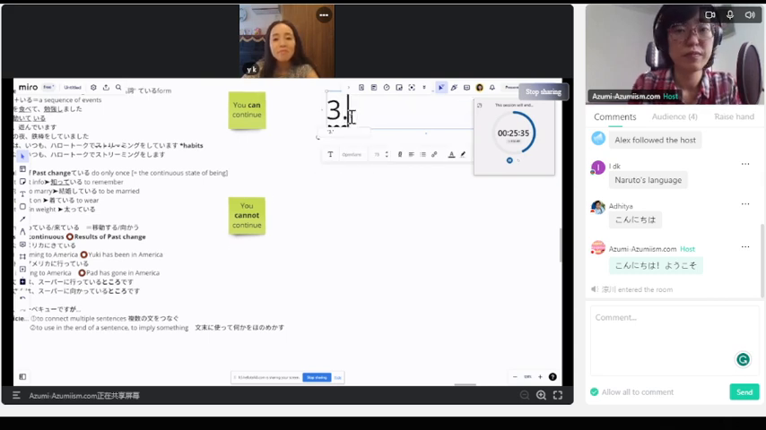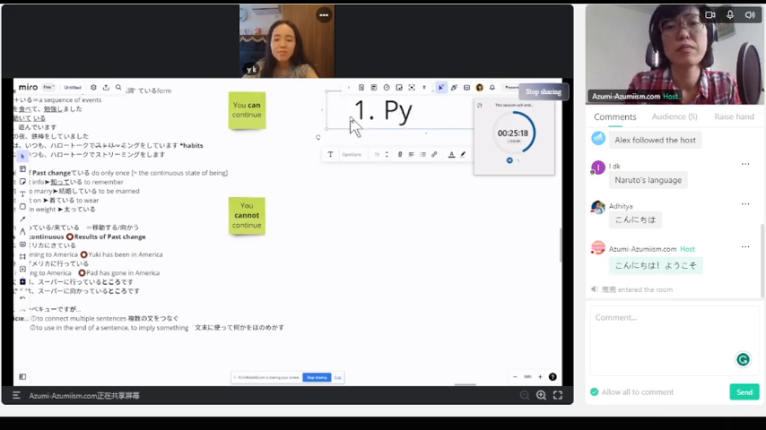So this is a nice fun math problem. It's a little bit confusing to look at, but basically we've got the subject, Andy, wa particle, then body parts, for example, atama ga, and an adjective. Andy wa atama ga ookii. Andy has a big head.